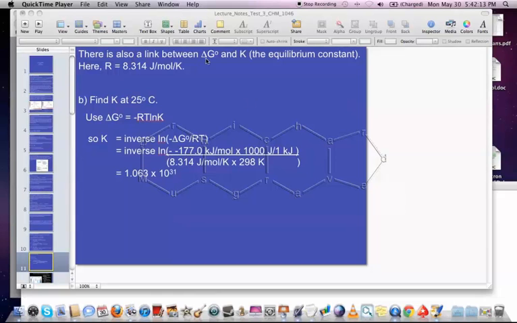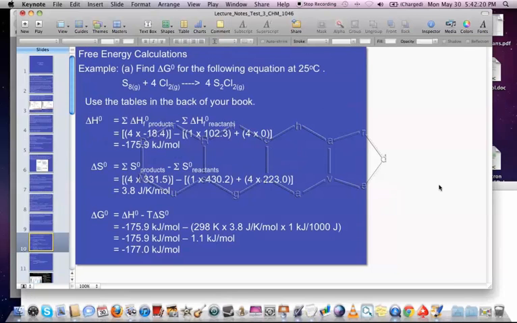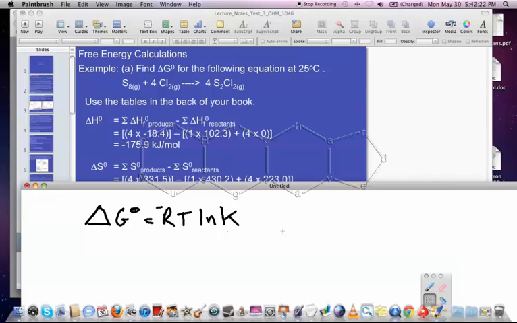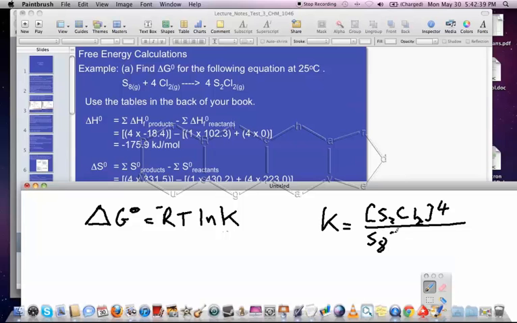Okay, there's also a link between delta G naught and K, the equilibrium constant. Now, if you remember what the equilibrium constant is, in this instance, let's go back to the original equation. It would be K equals S2Cl2 to the fourth over S8 and Cl2 to the fourth.